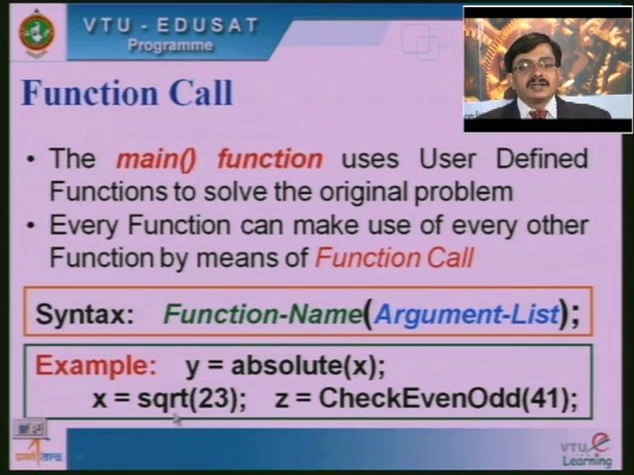them as a parameter. Similarly, here I am calling a function called sqrt, which is taking the parameter as 23, and it will give the result of square root of 23, and it is assigned to the variable x here. These are some of the function call examples that I have taken.